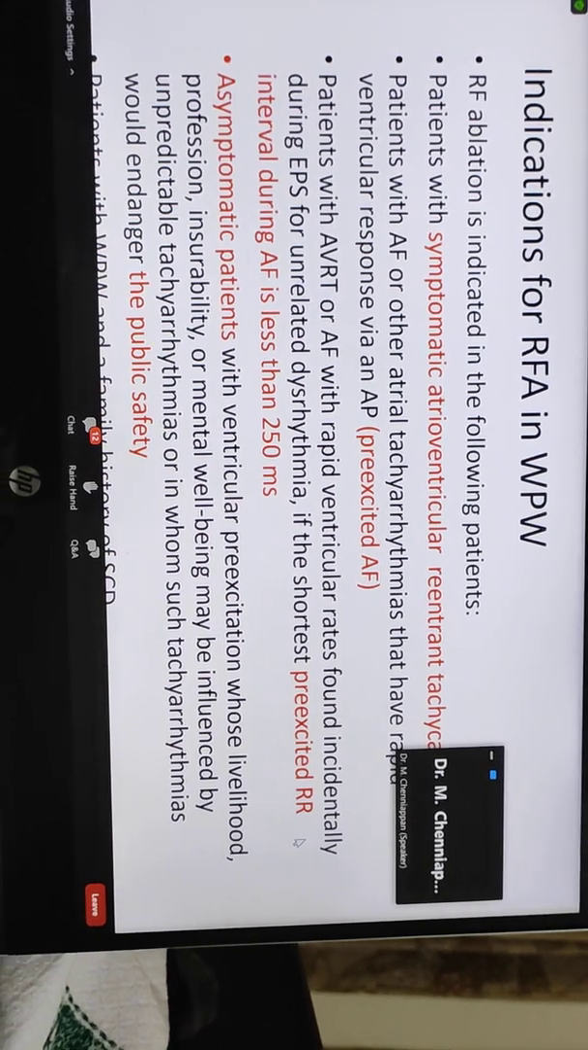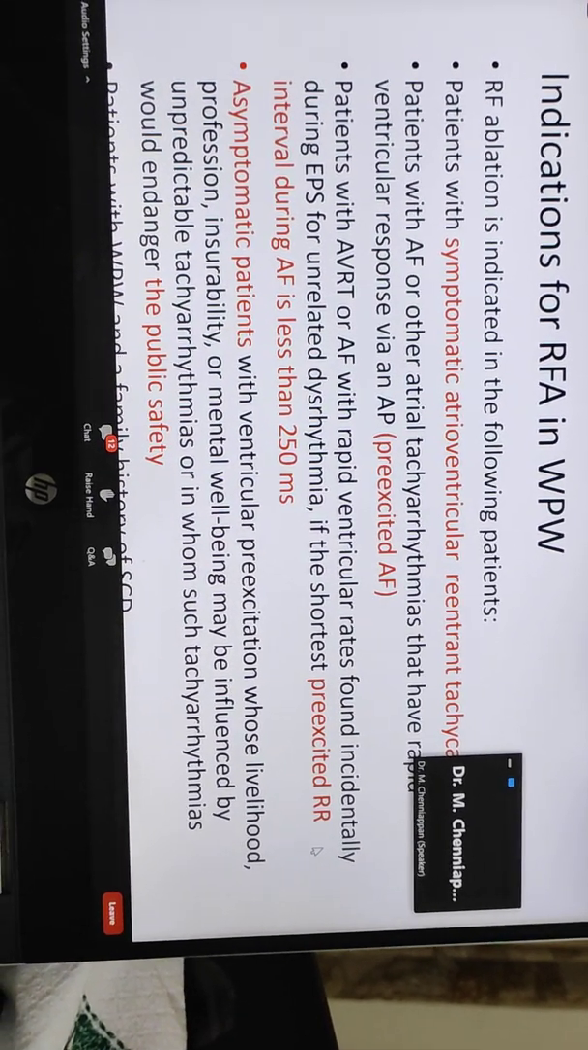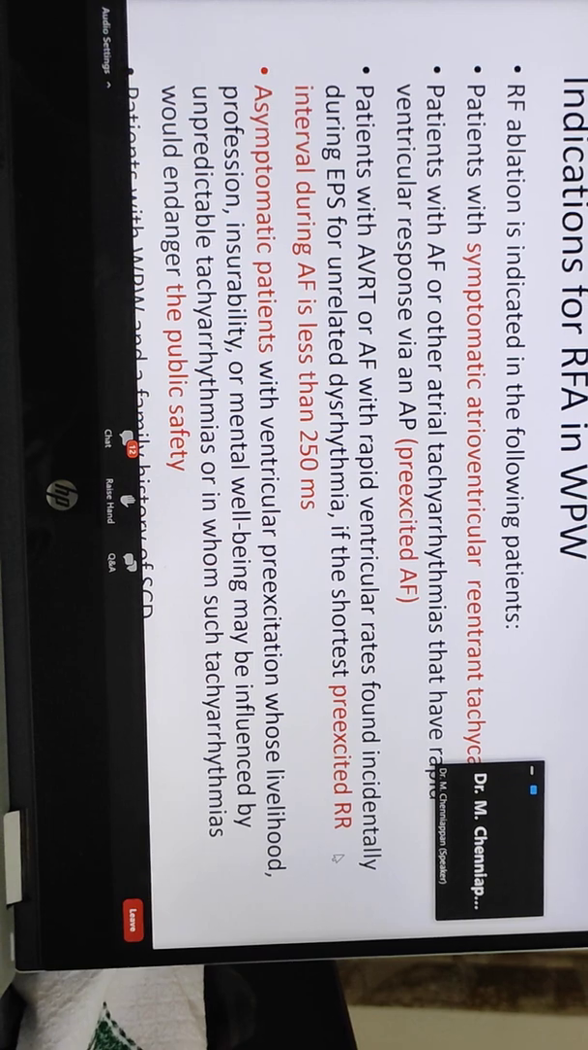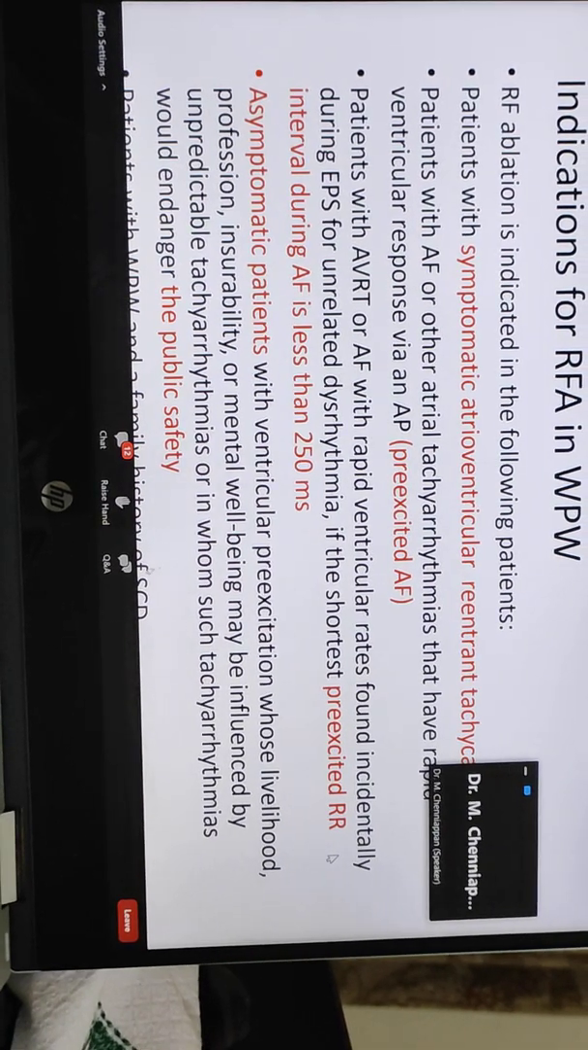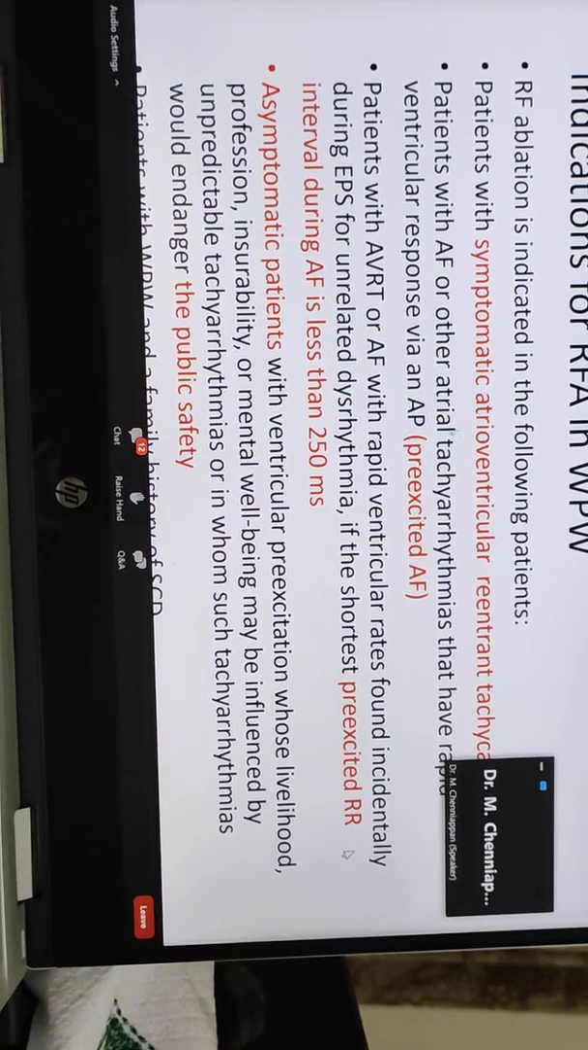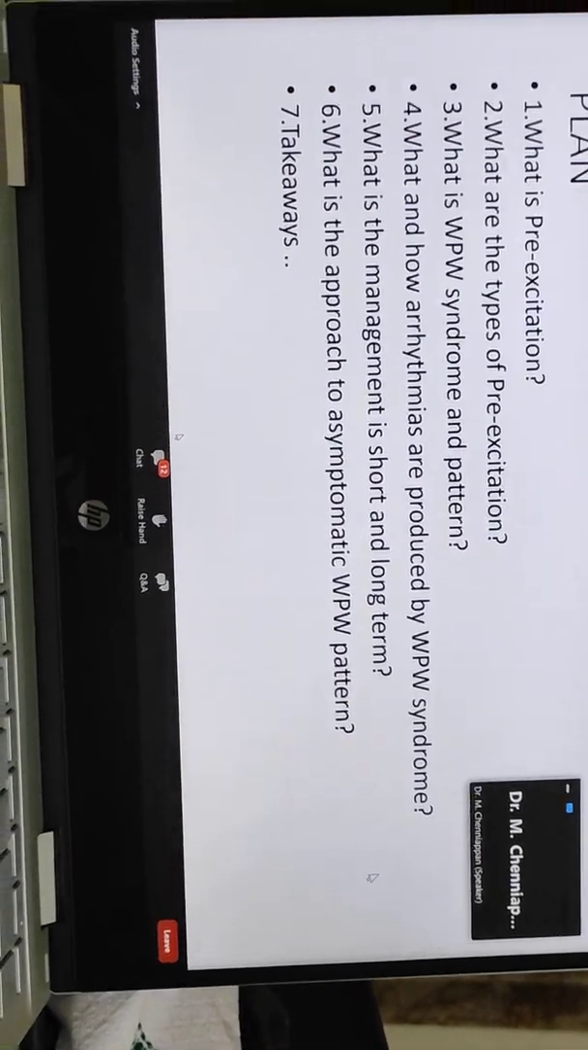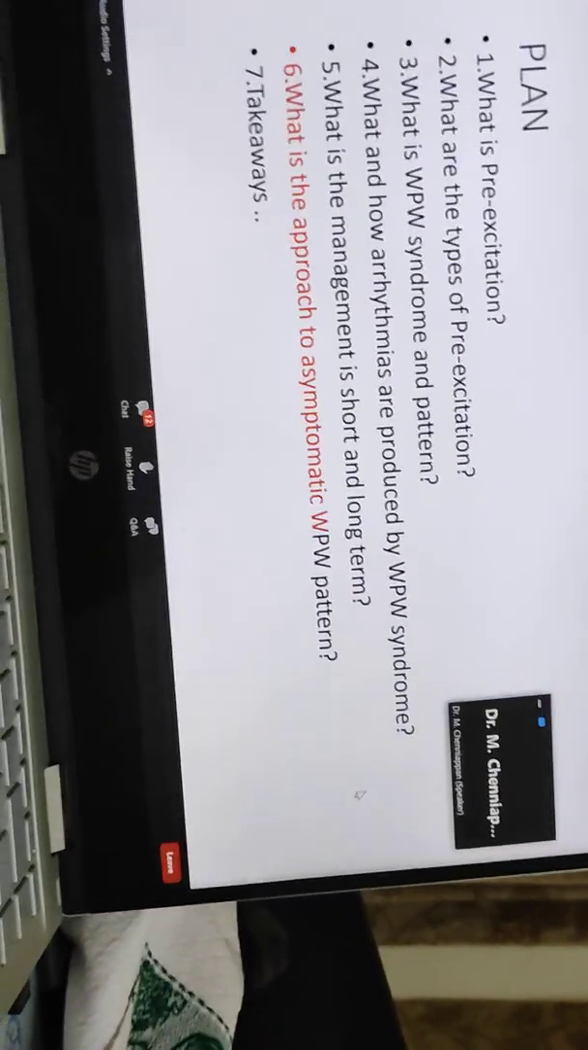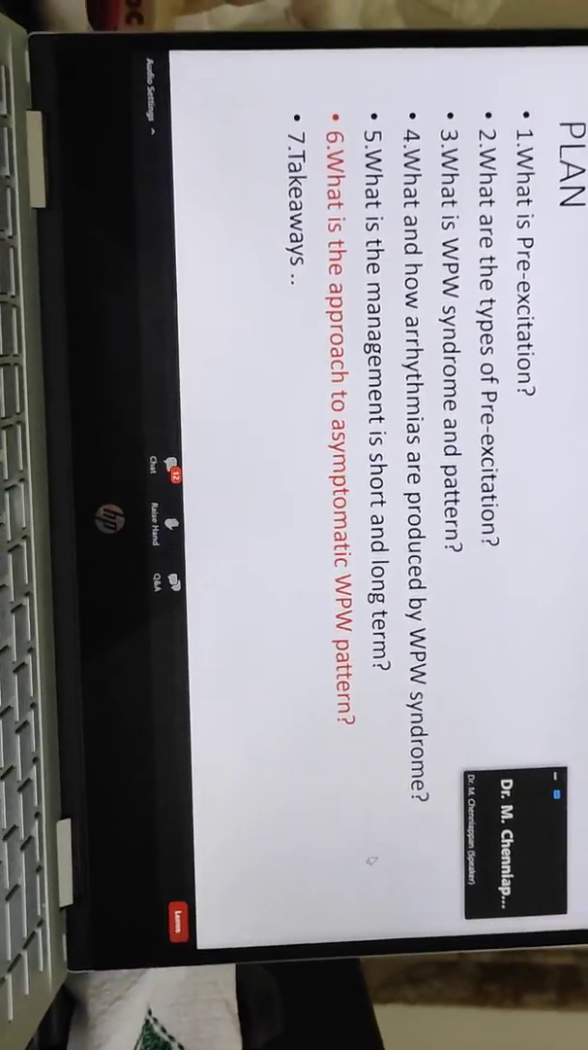So another indication to do radiofrequency ablation is a patient with WPW syndrome with a very strong family history of sudden death. So these are the indications to do radiofrequency ablation in pre-excitation syndrome. Now we come to the most important part.